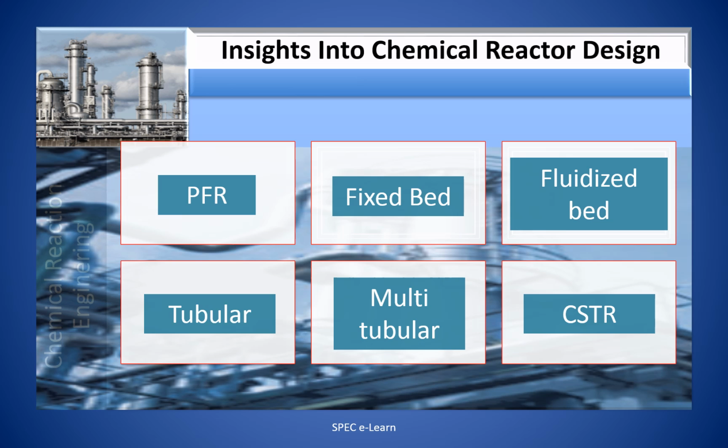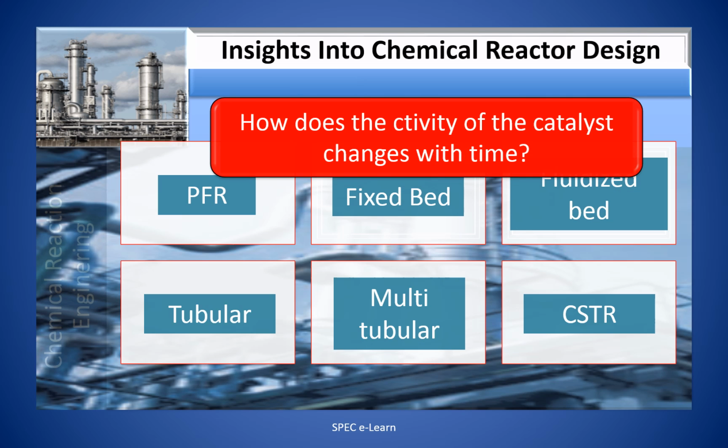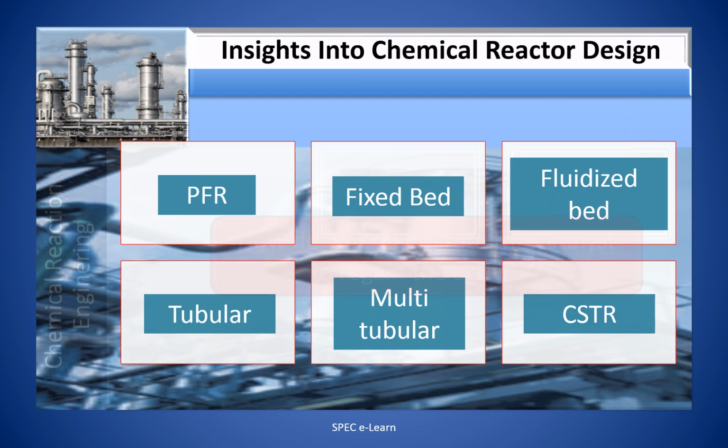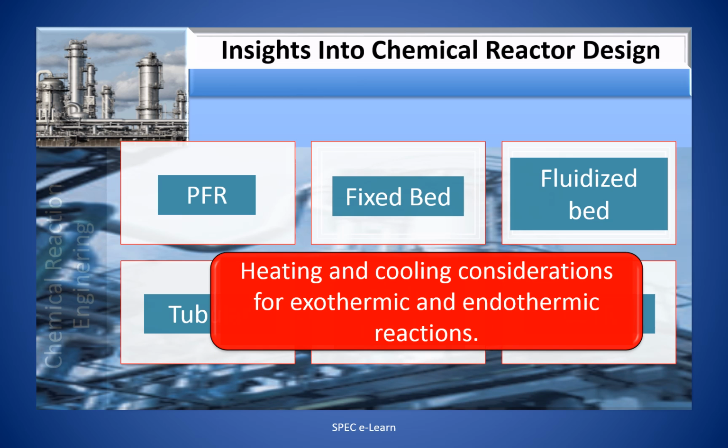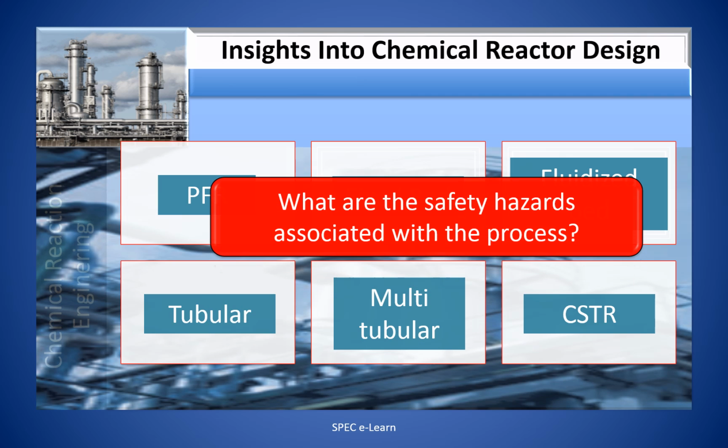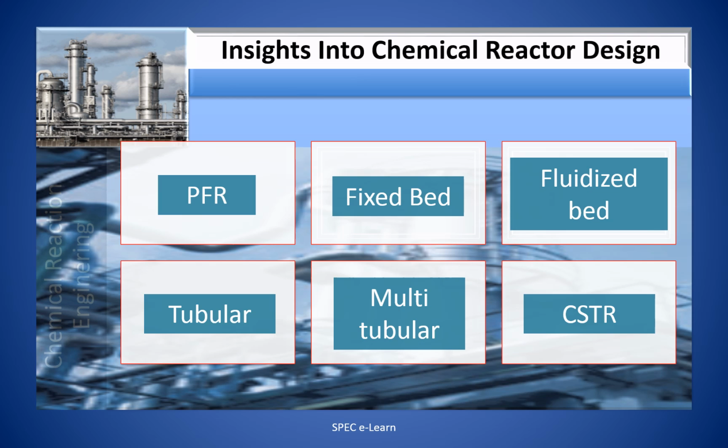How does the activity of the catalyst change with time? How do we regenerate the catalyst to regain the activity? Heating and cooling requirements for exothermic and endothermic reactions. What are the safety hazards associated with the process? These are some of the considerations you have to keep in mind while deciding on the choice of the reactor.